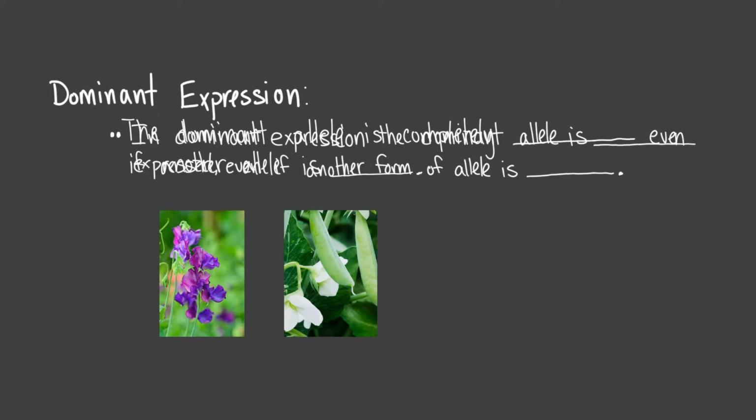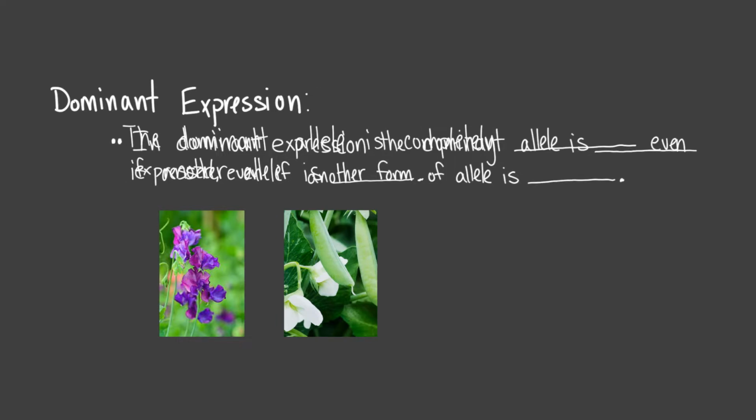So first up is dominant gene expression. In dominant gene expression, the dominant allele is completely expressed, even if another form of the allele is present. Let's look at an example with what Mendel worked with, pea plants. In pea plants, the dominant flower color is purple. So let's say this flower has a genotype of big P, big P, homozygous dominant for purple flowers.